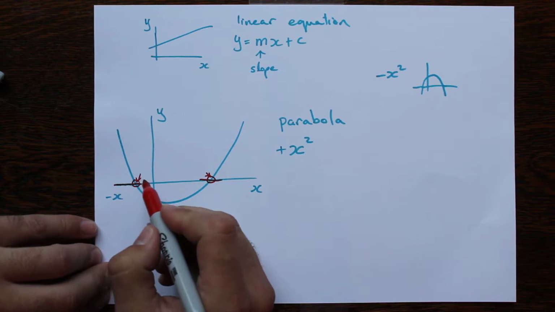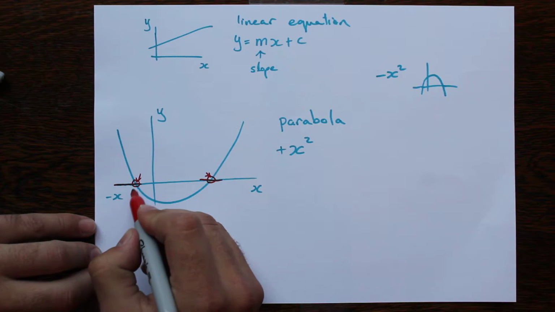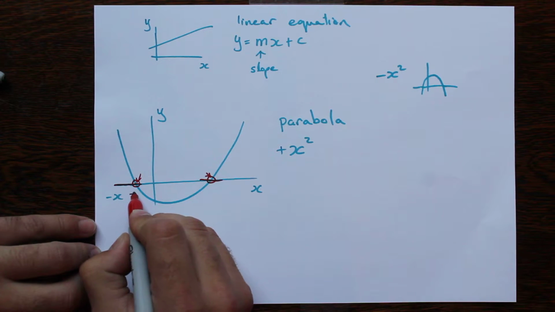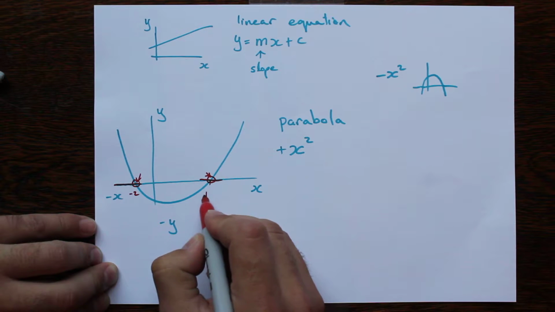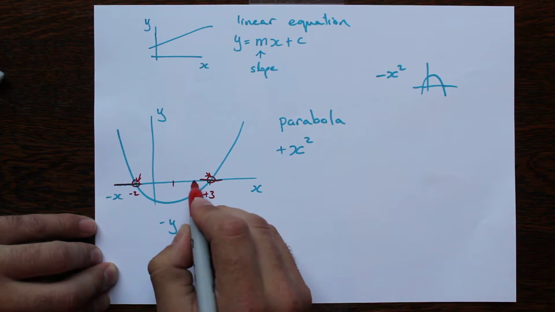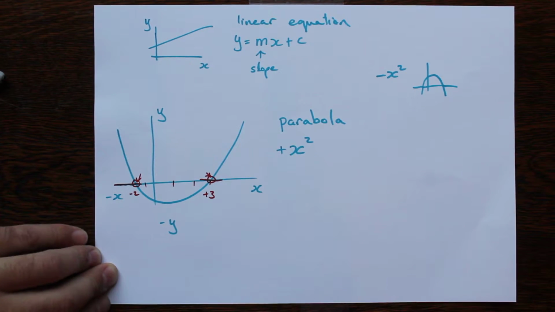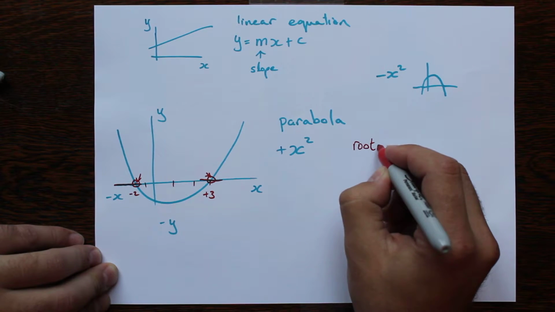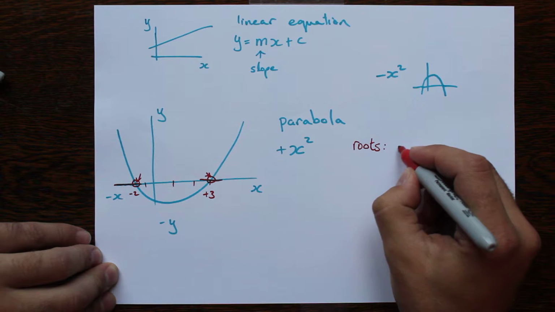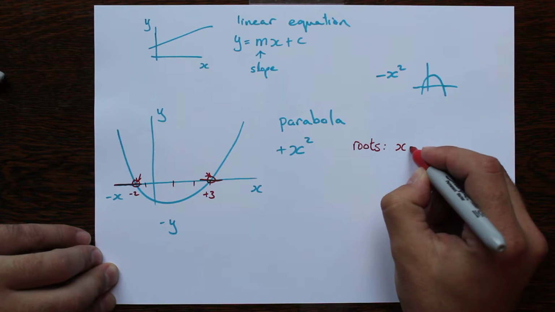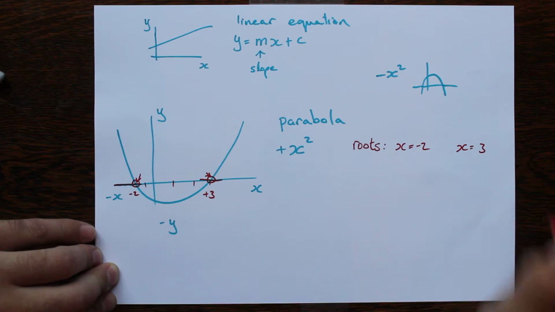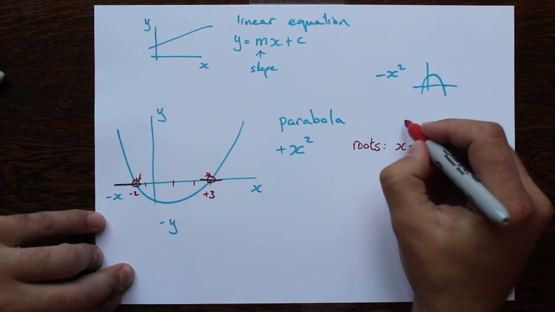And in this situation, we'll say that this guy might be here. It's not 0, it's not minus 1, it might be minus 2. And this guy here might be out at plus 3 somewhere. Let's say it's not to scale. So the roots of this graph are: x is equal to minus 2, and x is also equal to 3. And that all happens at y is equal to 0.